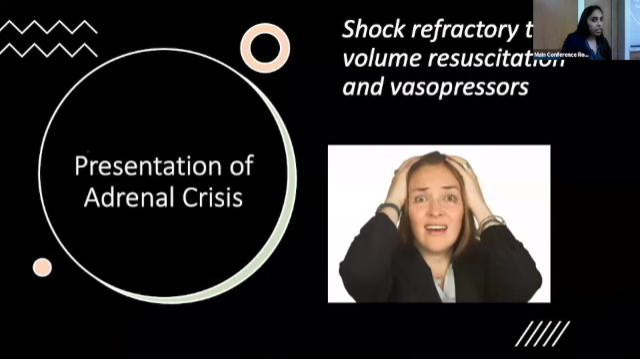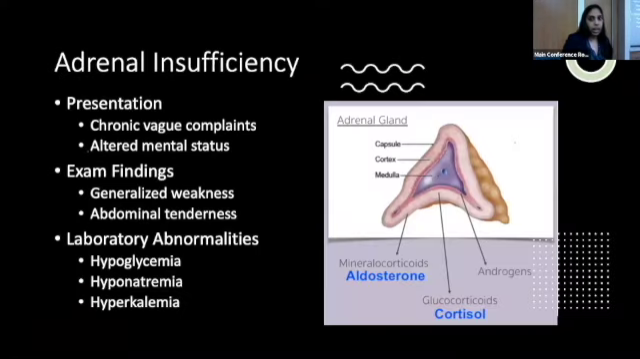So adrenal crisis classically presents as shock that's refractory to volume resuscitation and vasopressors. So we can briefly review the pathophysiology of adrenal insufficiency and how it correlates to these clinical features of adrenal crisis. Patients with adrenal insufficiency typically will present with chronic vague complaints. Classic lab abnormalities include hypoglycemia, hyponatremia, and hyperkalemia.